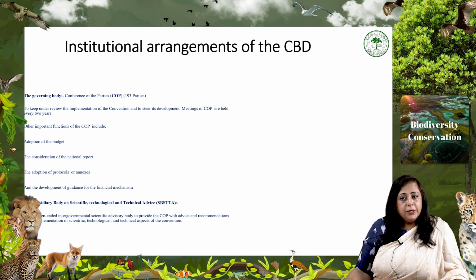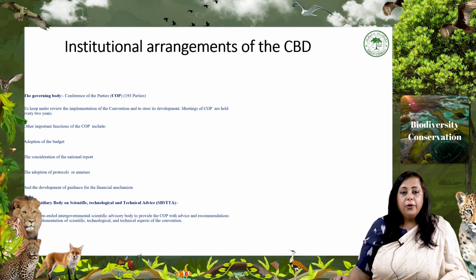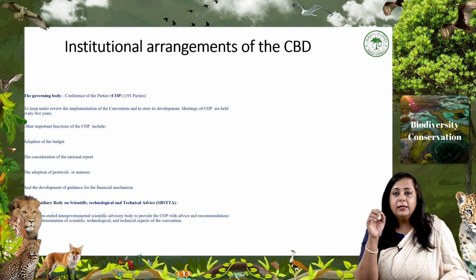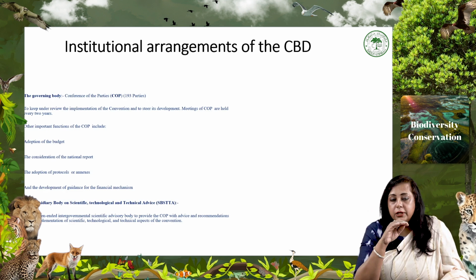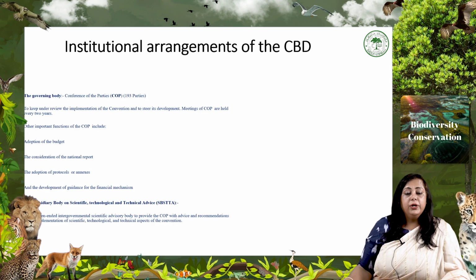So, the institutional arrangement of the CBD: the governing body is the Conference of the Parties, with a total of 193 parties, to keep under review the implementation of the convention and to steer its development. Meetings of the COP are held every 2 years. After the convention, every convention has a Conference of the Parties at a certain time interval. In this case, the COP takes place every 2 years to update the text and to resolve issues.